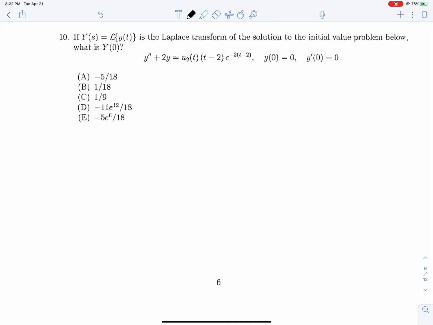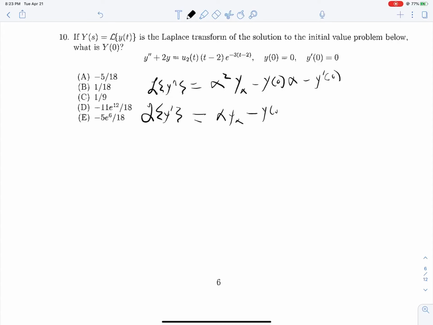So the Laplace transform of y double prime is equal to, I'm using alpha yet again. I hate writing s. It looks like too many of my other letters. My handwriting is not the best. It's alpha squared Y alpha minus y at 0 times alpha minus y prime at 0. And then we don't need it here, but the Laplace transform of y prime is alpha Y alpha minus y0, and the Laplace transform of y, we've already used it, but that's just Y subscript alpha, the way that I'm writing things. So we can take the Laplace transform of both sides.